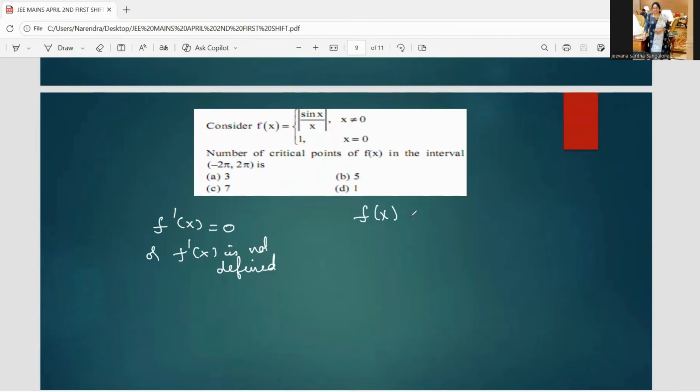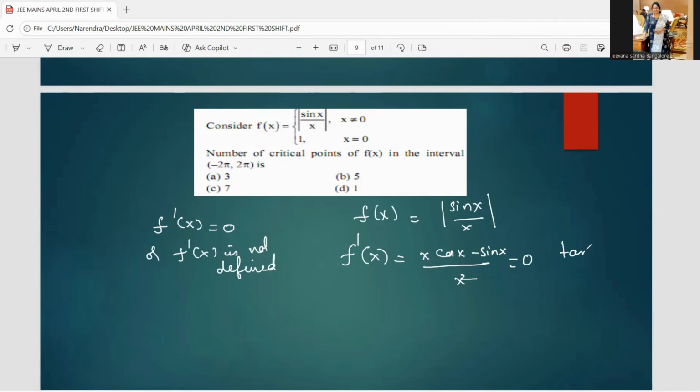The function given here is mod of sin x by x when x is not equal to 0. If I find the derivative of this, removing the modulus case, we get x cos x minus sin x over x square. Upon equating this to 0, we arrive at the condition that tan x is equal to x. So the number of values which satisfy this equation can be given as the critical points.